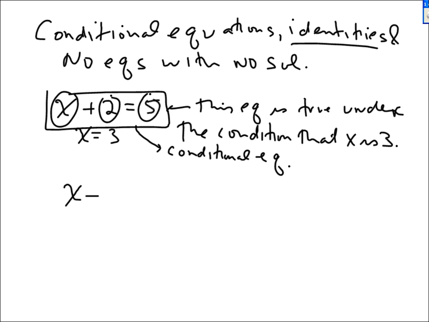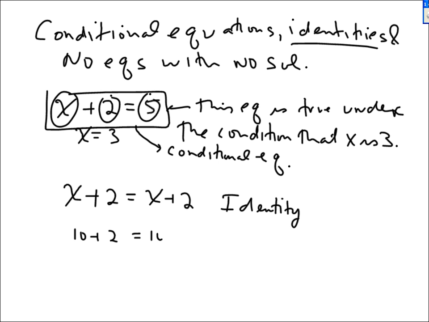If I tell you x plus 2 is equal to x plus 2, this is called an identity, because it's always true. Pick any number for x. Pick 10. Doesn't it equal 10 plus 2? Even if you don't know what 10 plus 2 equals, you know it equals 10 plus 2. Say x is negative 4. Isn't negative 4 plus 2 equal to negative 4 plus 2? It's true for any value of x.